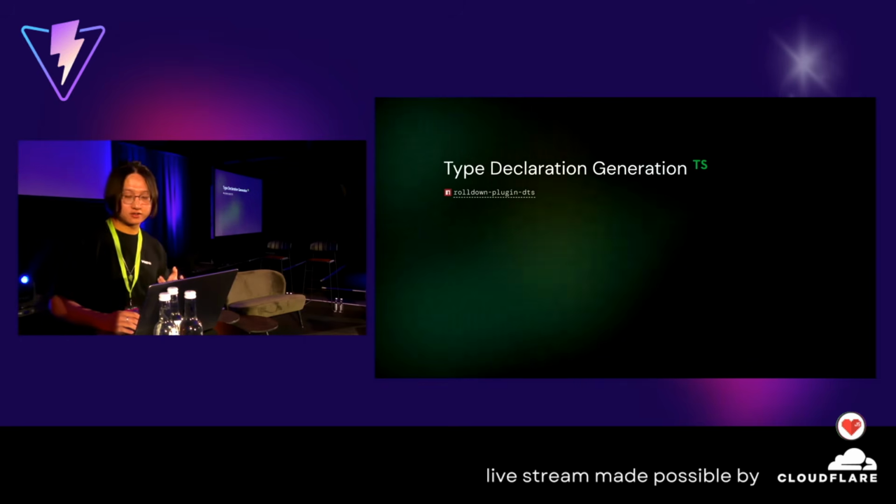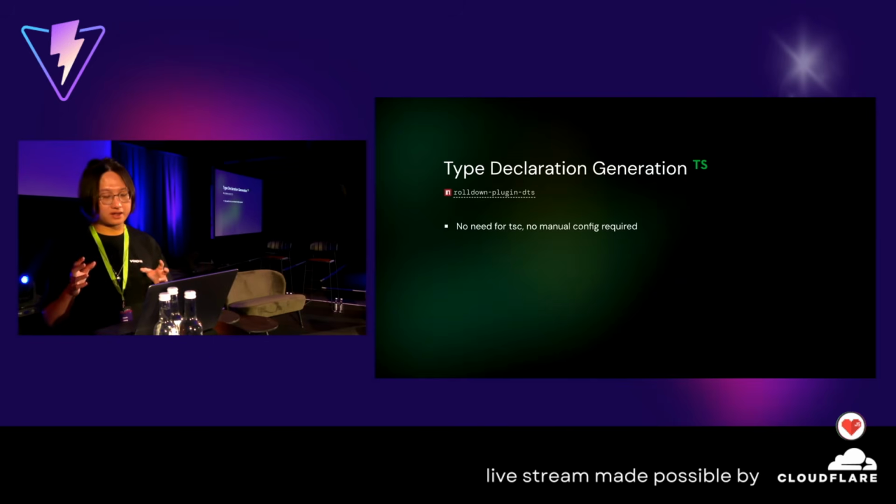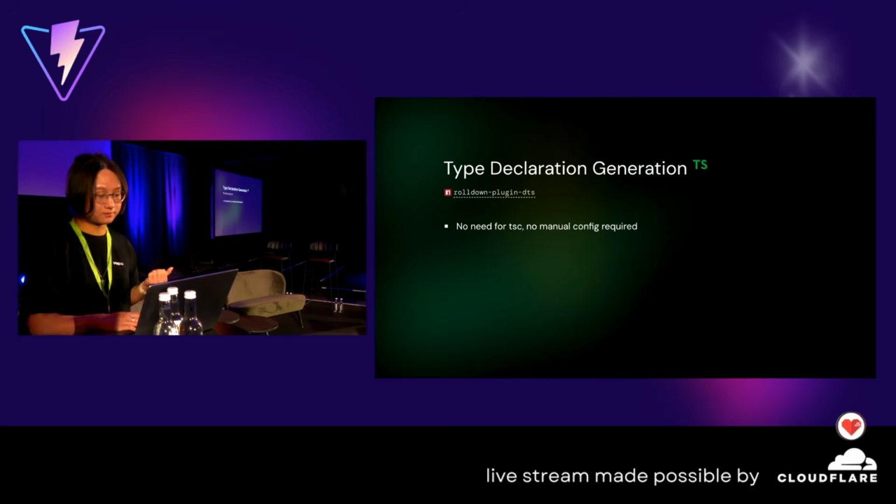Type declaration is hard to manage, right? If you have two formats like CJS and ESM, tsdown has built-in automatic DTS generation. No need for tsc or manual configuration. It just works out of the box and it's so fast.